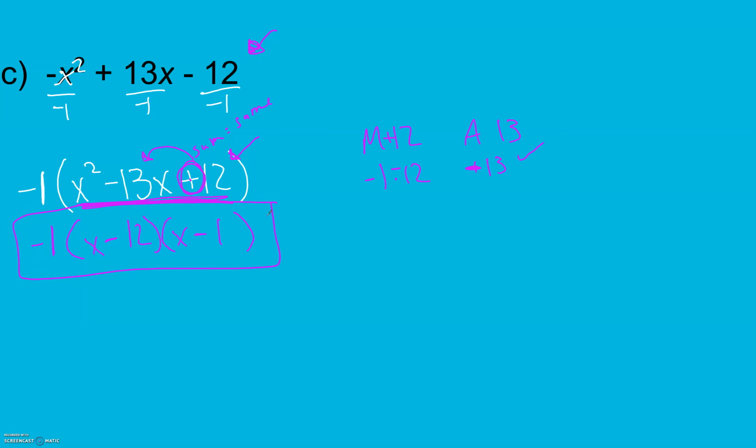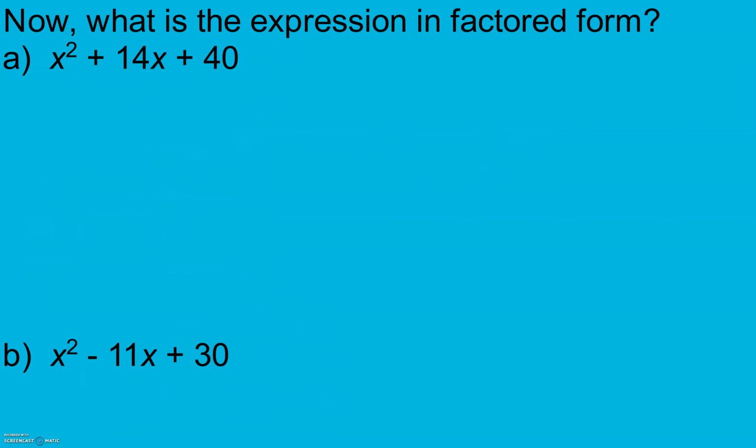Negative 1 times x minus 12 and x minus 1. If we FOIL back here, FOIL first, x squared minus x minus 12x plus 12. And then multiply by our negative 1 gives me negative x squared plus 13x minus 12, which checks. Now, feel free to pause here and give this a try if you'd like.